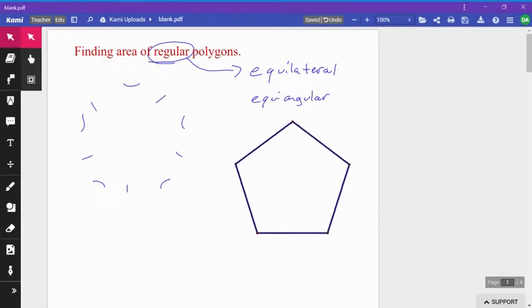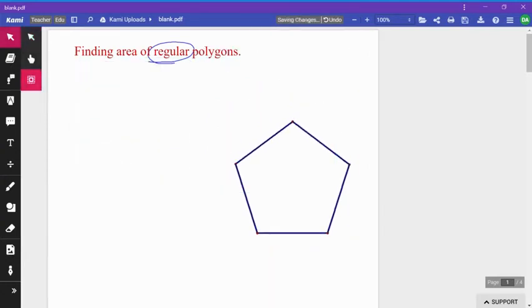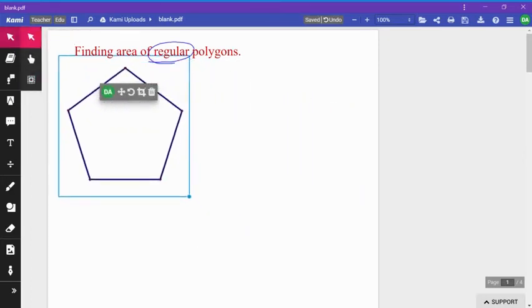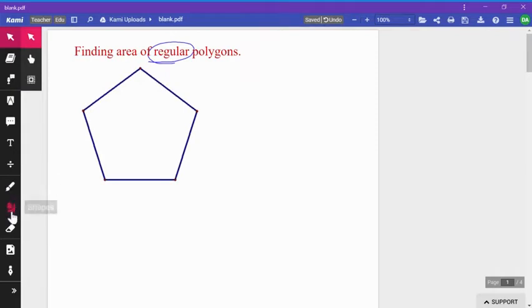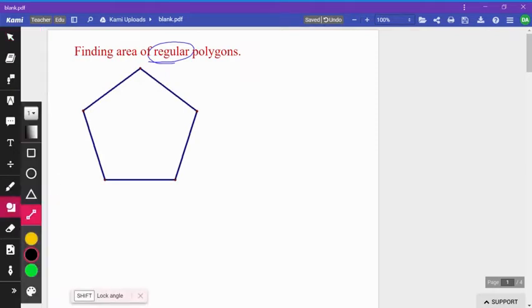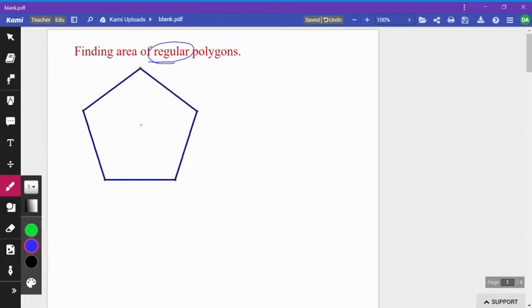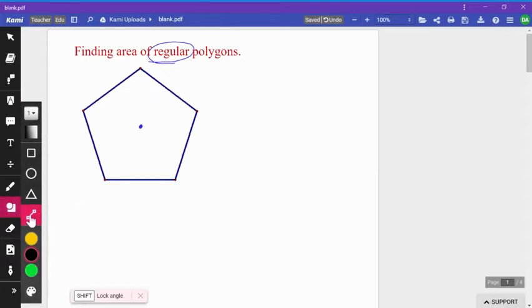But I don't want to focus just on all of this idea of regular. What I want to do is focus on how to find the area of this. So what we want to do is actually add in a few things. One, I'm going to eye up where the center of this is. It's roughly about right there. And two, I want to throw in these lines to make these triangles.